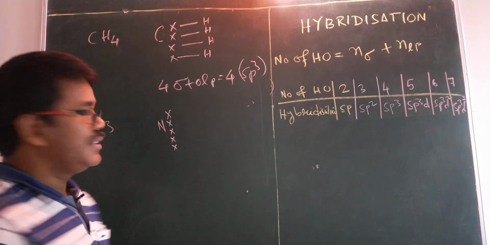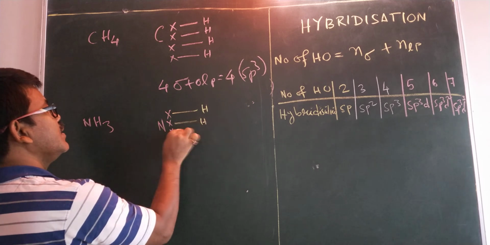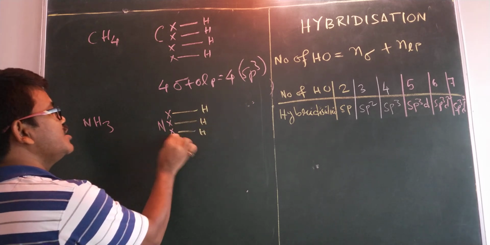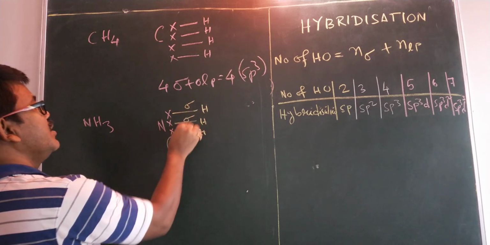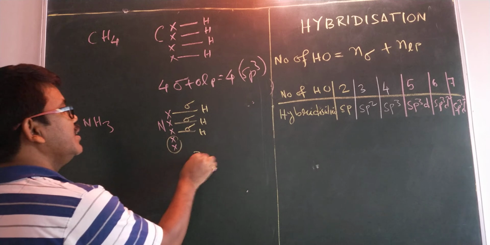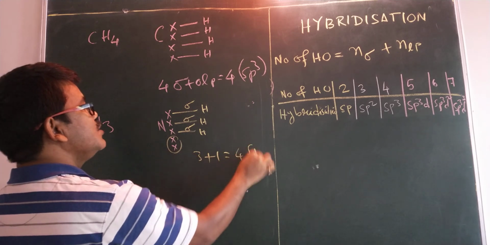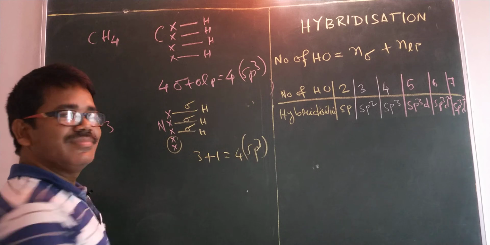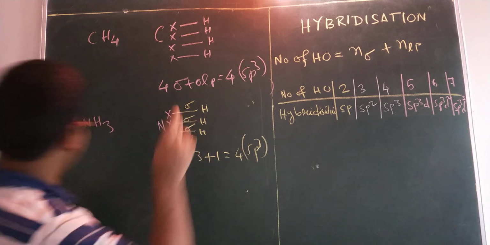Hydrogen is monovalent. That means 3 hydrogens form 3 sigma bonds, and this is called the lone pair. Sigma bond, sigma bond, sigma bond. This is the lone pair. Therefore the summation of sigma bonds 3 and lone pair 1 is 3 plus 1, that is 4. 4 means it is also sp3 hybridization. Clear? How easy? Let us take one more example.